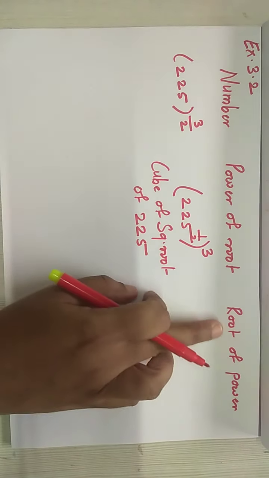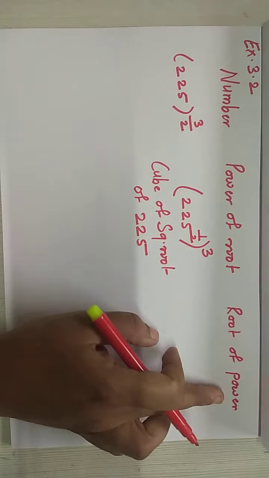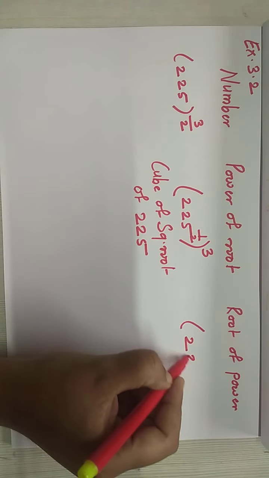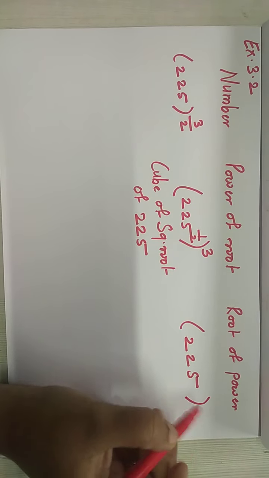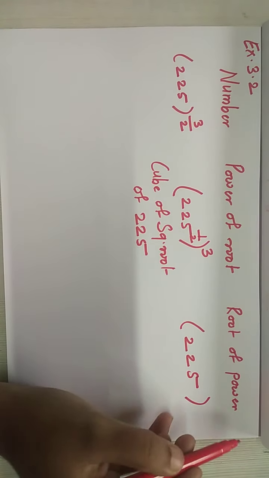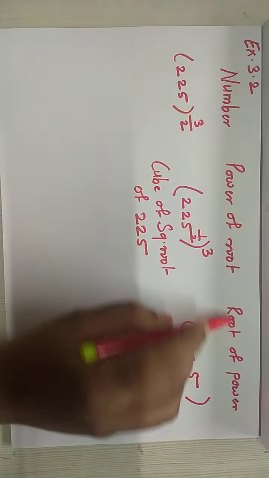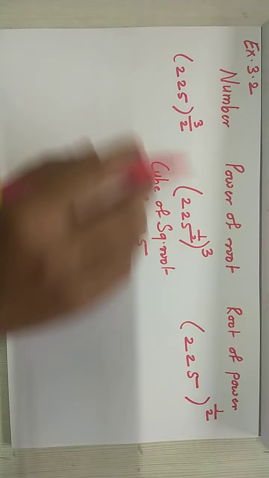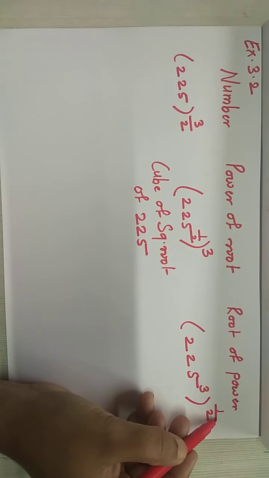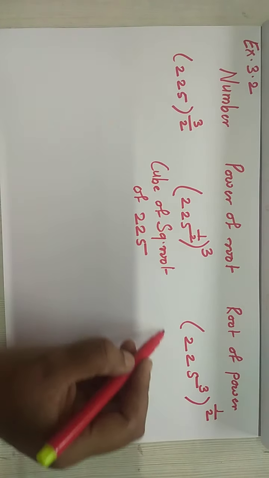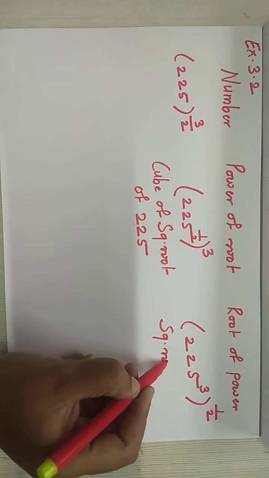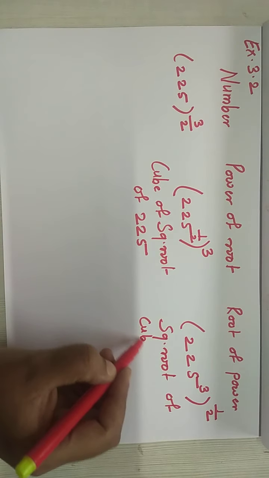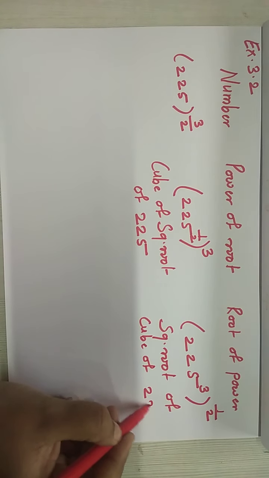Now they are telling you to first write root, then power. Root of power. First you write 225. Root will go outside. Which is the root over here? 2. So 1 upon 2 will come out and power 3 will be inside. This is root of power. So how to write this one? Square root of cube of 225.